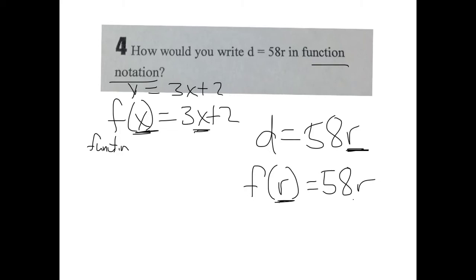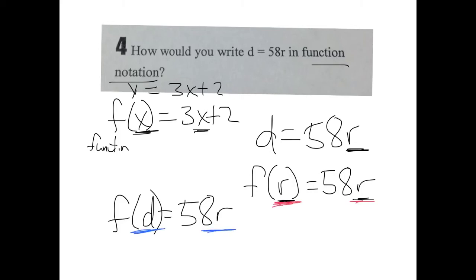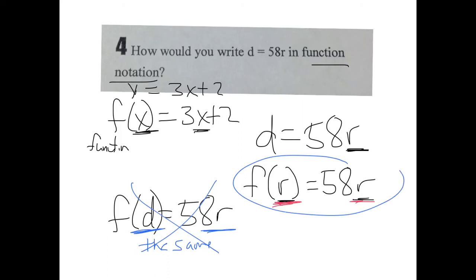Notice how this and this are the same. Okay? R and R have to be the same. They did a checkpoint earlier this year, and they tricked us by doing this. F of d equals 58r. But the difference is you got to look right here. These have to be the same. And in this case, they're not the same. So this is not the correct way to write it. It has to be done this way.